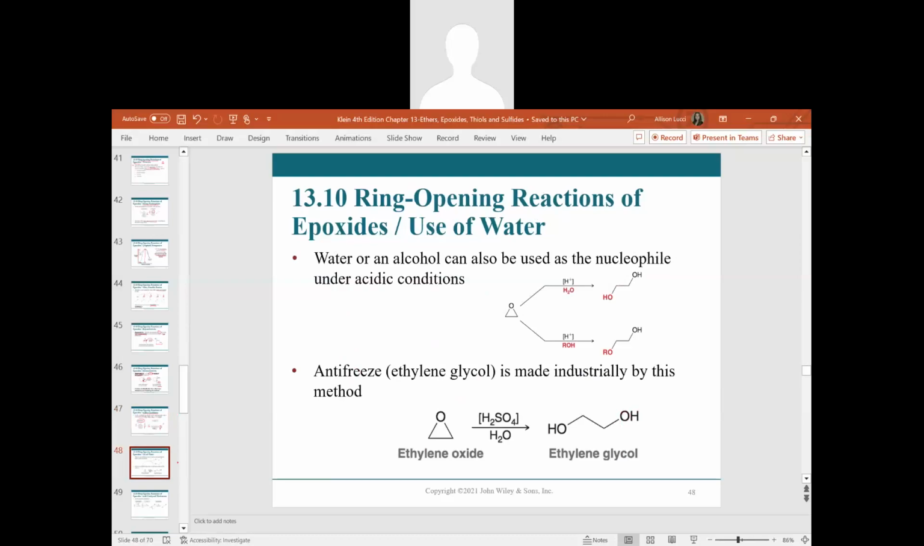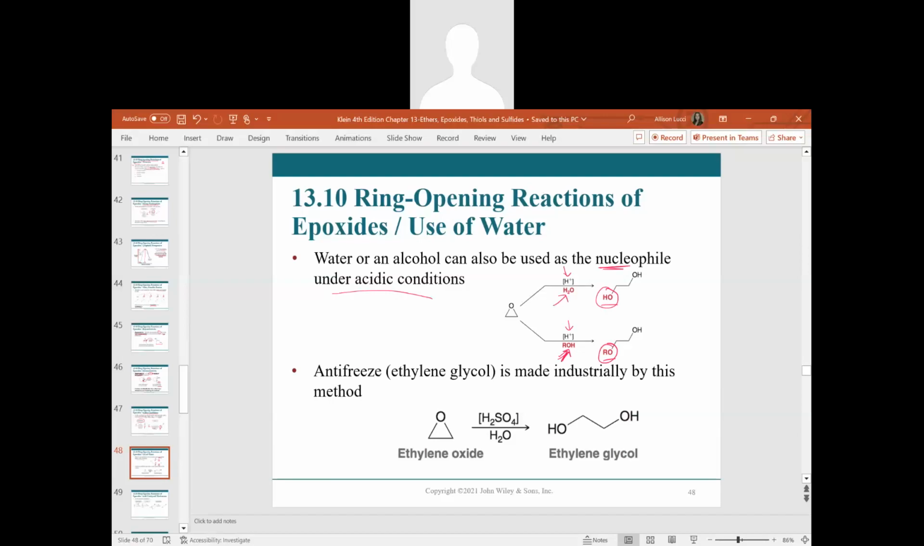So water or alcohol, as we mentioned, could be used as a nucleophile under these acidic conditions. So we see acid as a catalyst here in parentheses, and then we have an alcohol in this lower reaction mechanism, and then in the upper, we have water used. So notice the slightly different products that result. We have an OH, hydroxyl group, when we use water, and then we have an alkoxy group added here when we use alcohol.